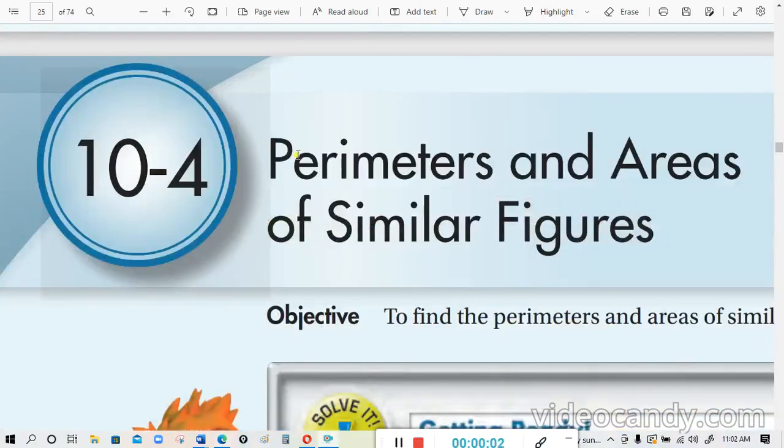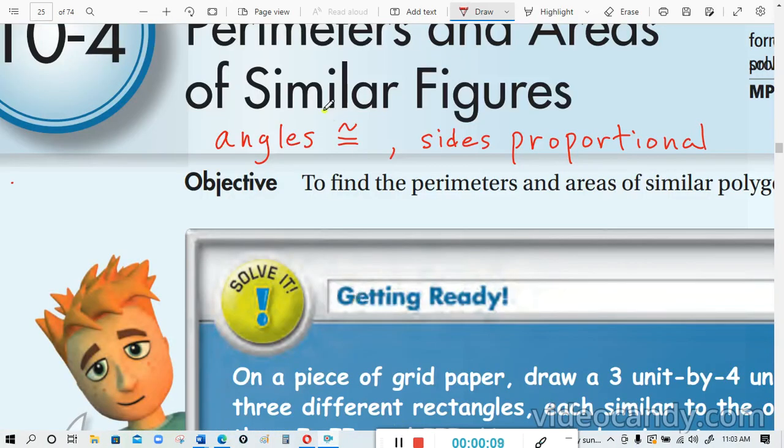Chapter 10-4, Perimeters and Areas of Similar Figures. If you recall the definition of similar figures, that means their angles are congruent and their sides are proportional. Basically, one figure is a bigger or smaller version of the other one.